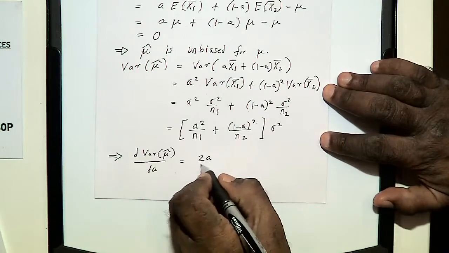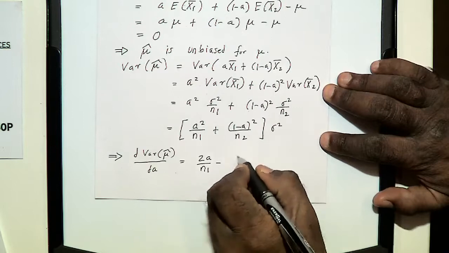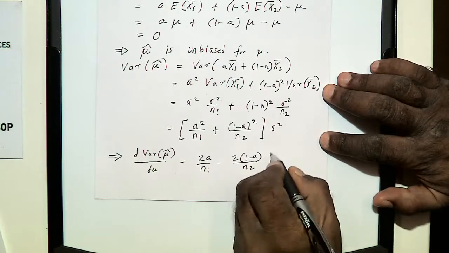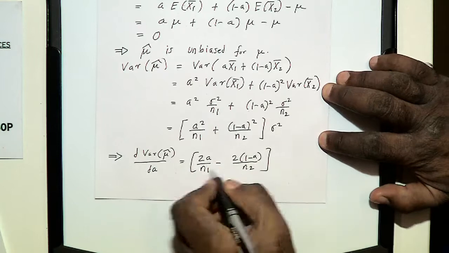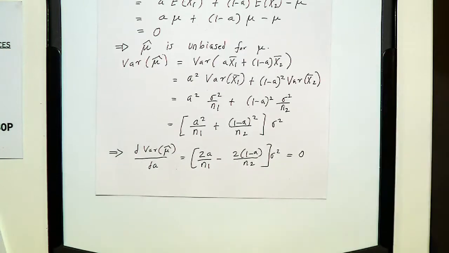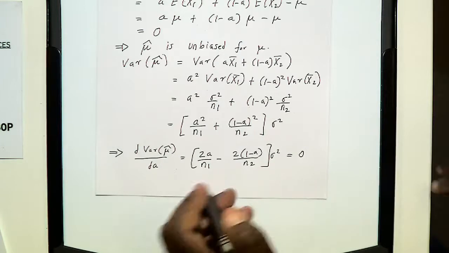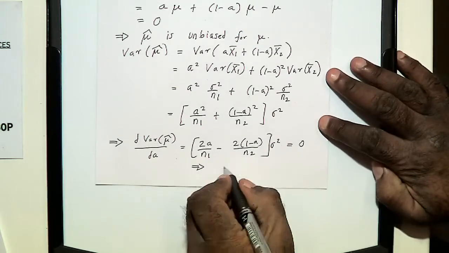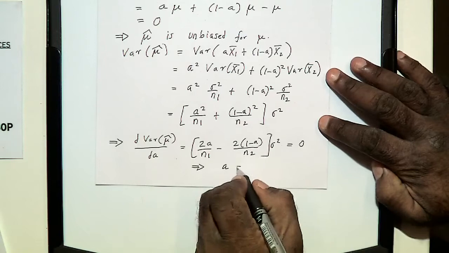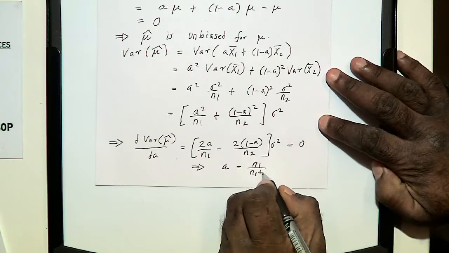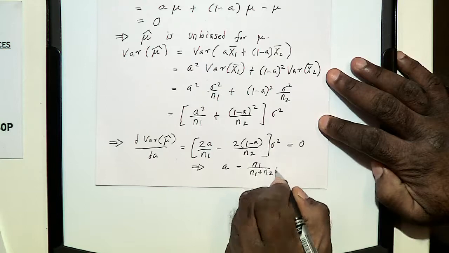So you get 2a divided by n1 minus 2 times 1 minus a divided by n2 times sigma squared, and you set this to 0. Now I'm sure you know how to solve this, but I'm not going to spend my time solving it. But if you do solve this, you will get this as the solution for a.